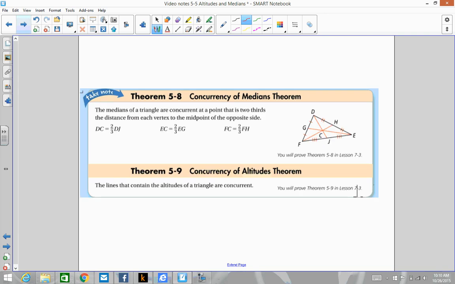All right, so concurrency of medians and altitudes. You can highlight these theorems, but I'm not going to put these on the test. We'll talk about them at a later date.